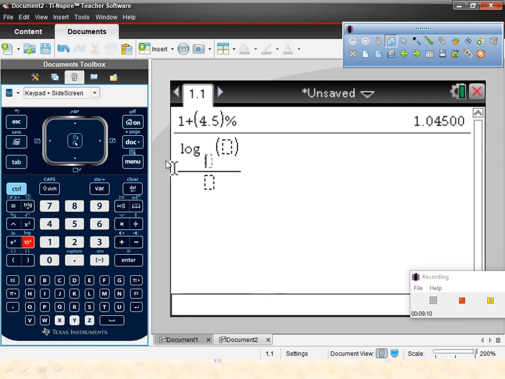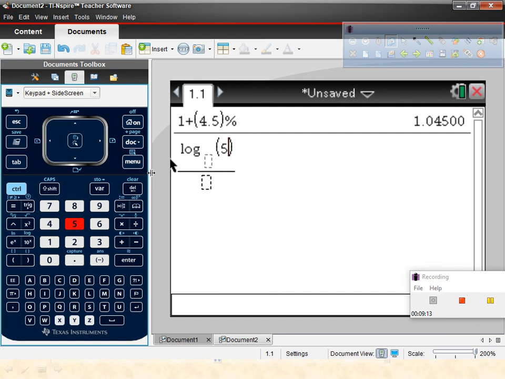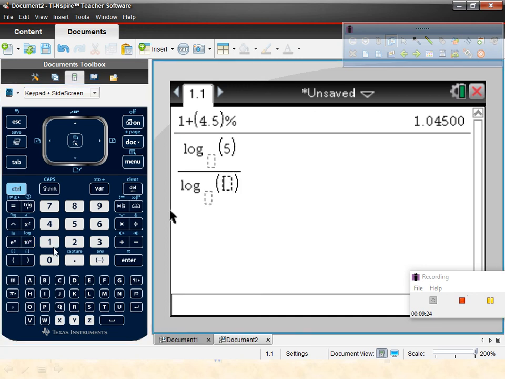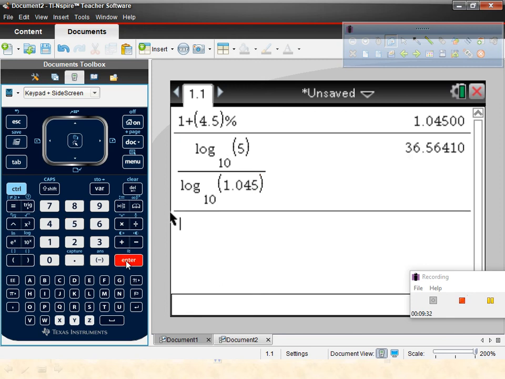If you don't want to put a 10 there, you don't have to. You can leave it blank. But in this box, put a 5. Okay? Then go down, and then do again, Control log. If you don't want to put a 10 there, you don't have to, but in this box, put 1.045. So just like that, and then I want you to hit enter. And there's your answer right there, 36.5, and that will be my year.